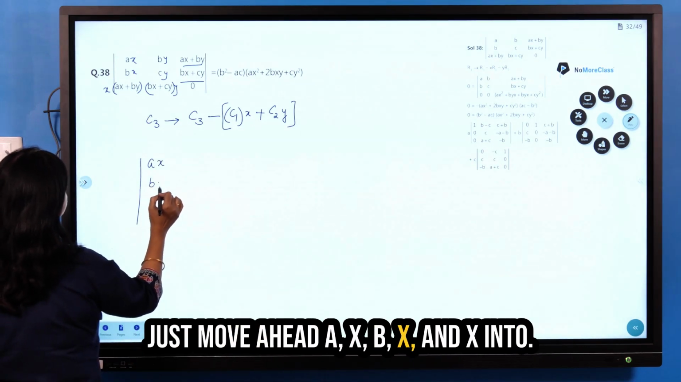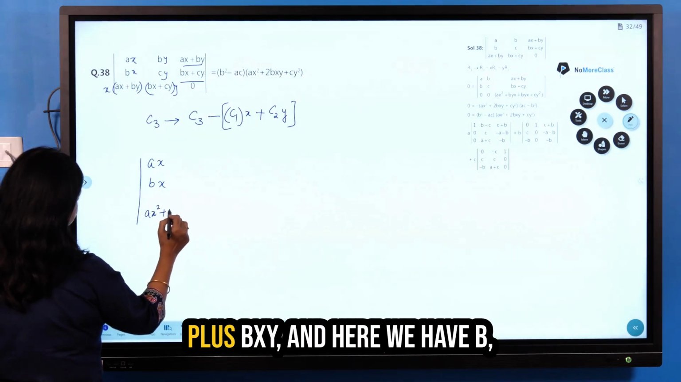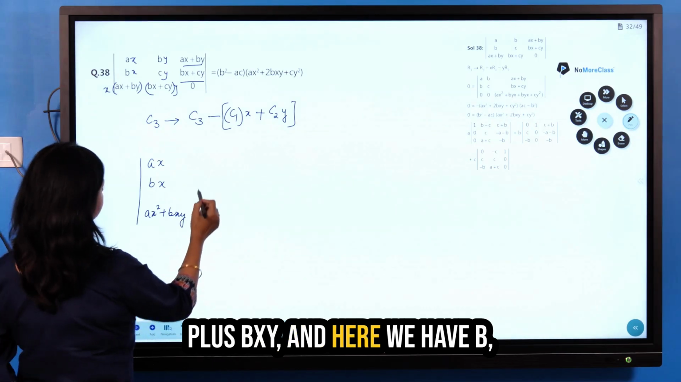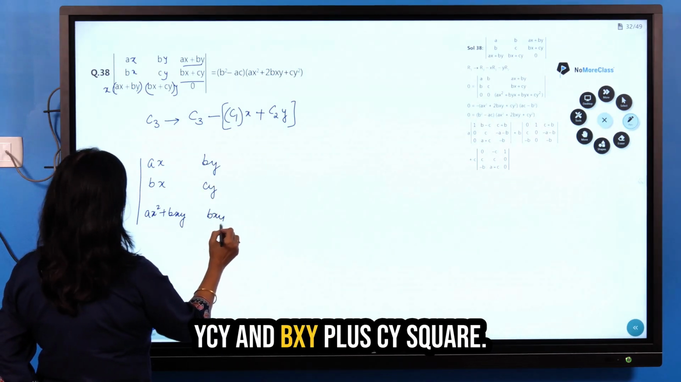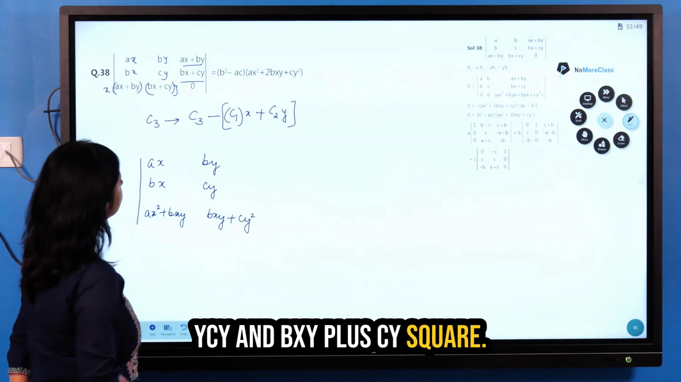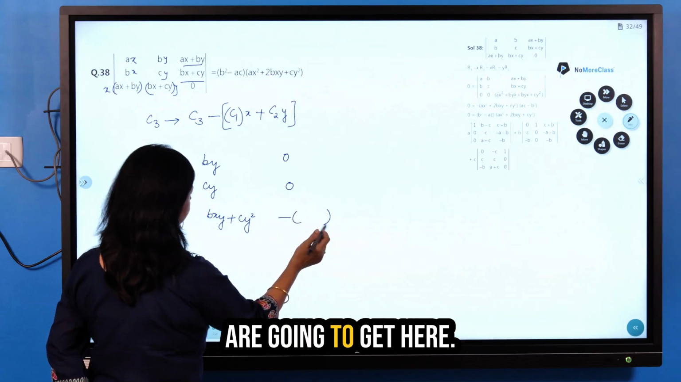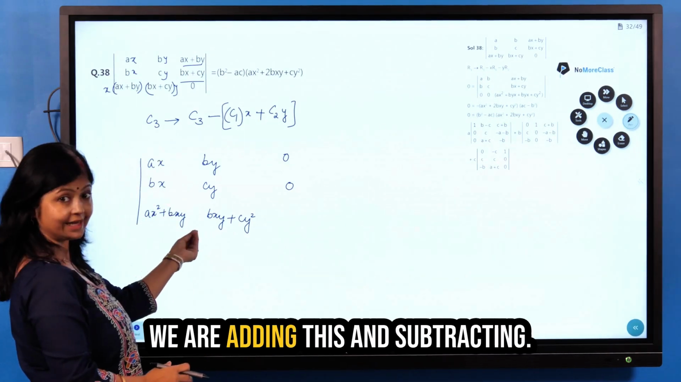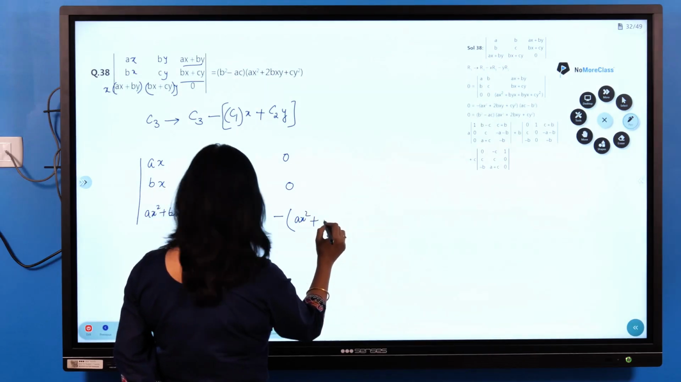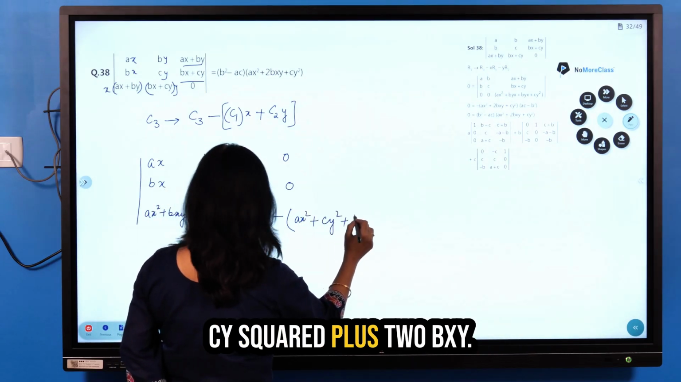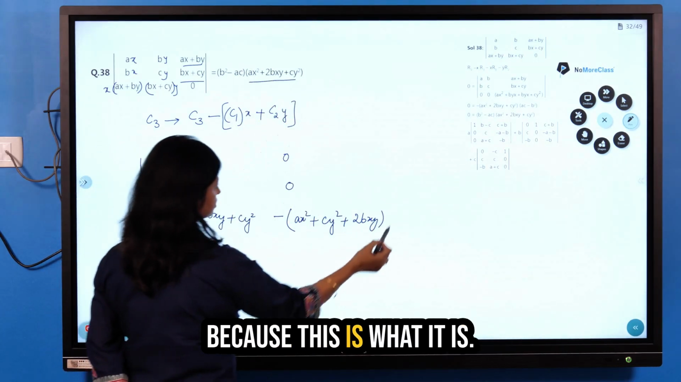AX, BX, and X into, so let's write it. AX squared plus BXY. And here we have BY, CY, and BXY plus CY squared. And what do we get here? 0, 0, and something we are going to get here. What are we going to get here? We are adding this and subtracting. So minus of AX squared plus CY squared plus 2BXY. Is it interesting? Yes, it is interesting because this is what it is.